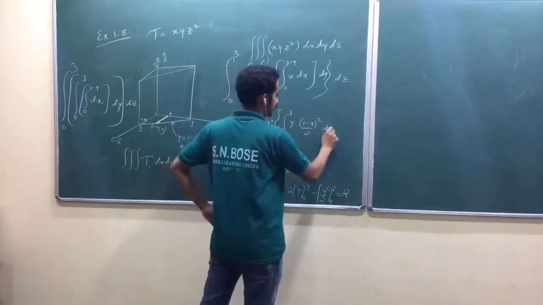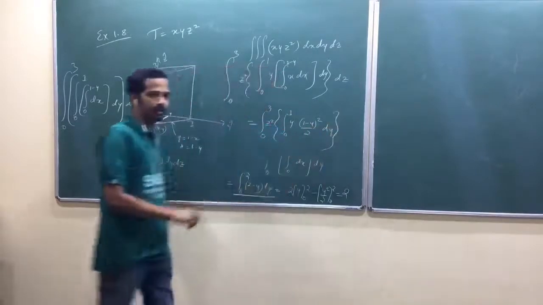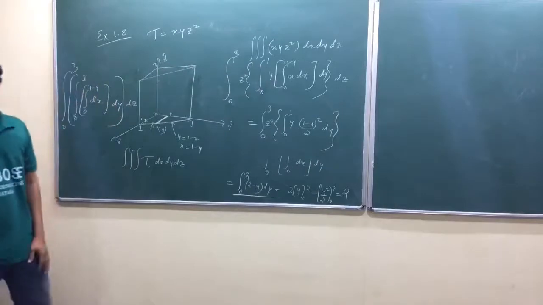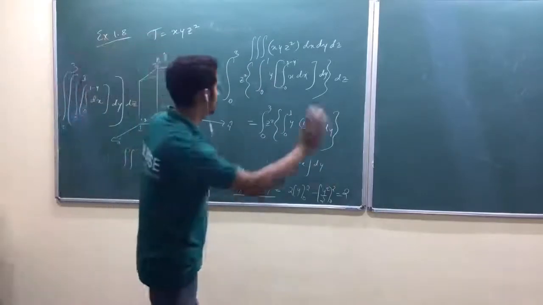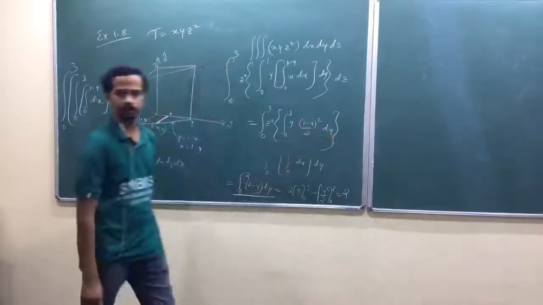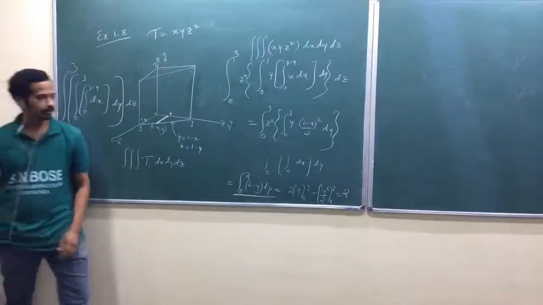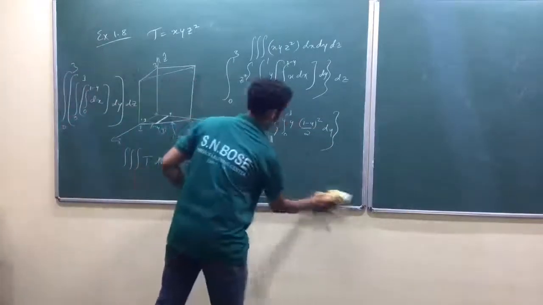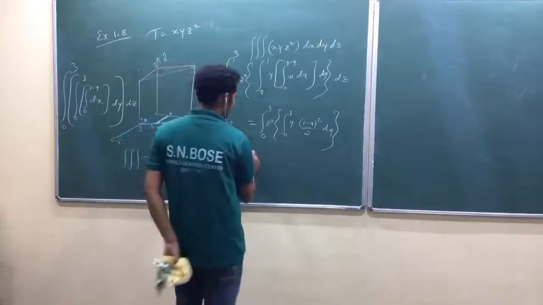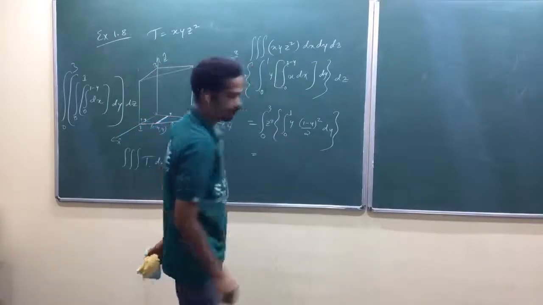Do it in your way, isn't it? X square by 2 running from 0 to 1 minus y gives 1 minus y the whole square by 2. I am writing directly. Do it in one more step. Don't look at the board, isn't it?